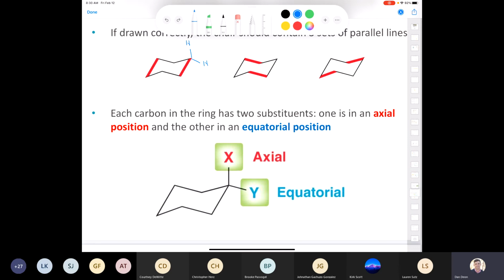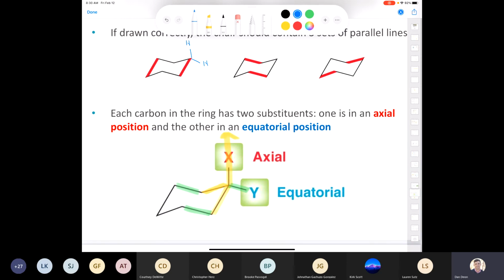Now, how do you draw the axial and equatorial position? The equatorial position might seem counterintuitive, but it's actually a little simpler to draw. If you look at this bond here, you notice that it's parallel to these 2 right here. The axial is either going to be straight up or straight down. If you follow these 2 bonds, you see how this bond is going on an upward slope and this bond's going on an upward slope? So then you go straight up, and that's your axial.